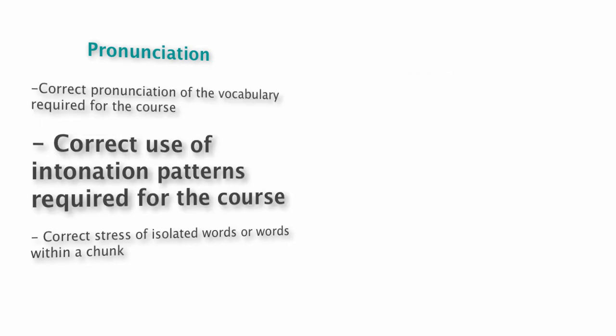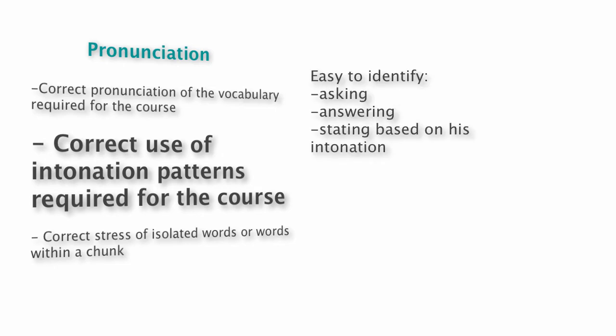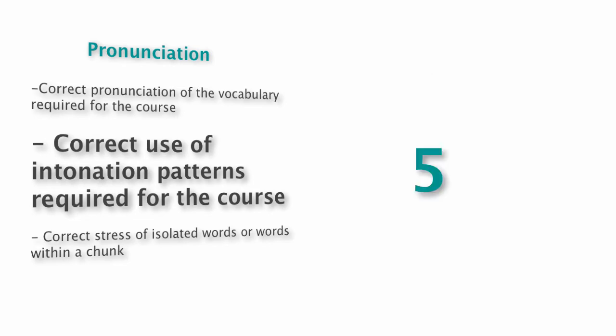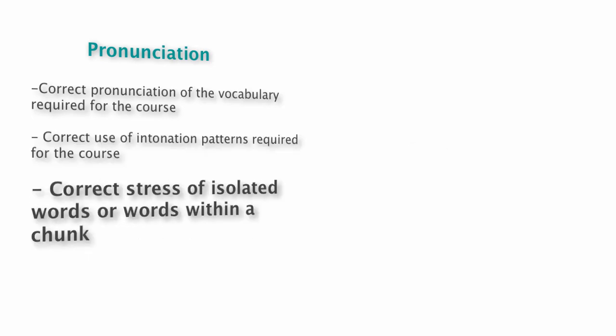As for the second descriptor, correct use of intonation patterns required for the course, he uses rising and falling intonation for questions, answers or statements in a correct way. It is easy to identify when he is asking, answering, or stating based on his intonation. That is why the grade for this descriptor is 5. For the third and last descriptor in this criterion, correct stress of isolated words or words within a chunk, we can note there aren't any noticeable mistakes regarding word stress, so the grade here is also 5.